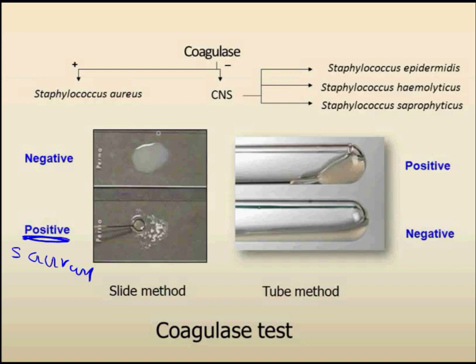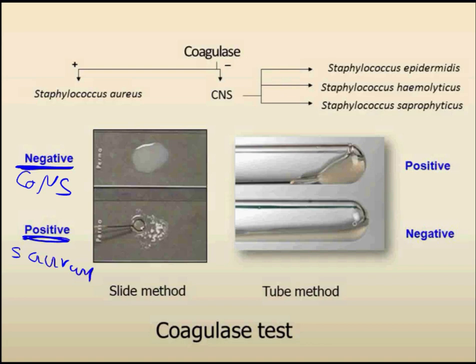While if the fluid remains homogeneous and there is no agglutination or curd formation on the slide, this means it is a coagulase negative strain, or any species of the coagulase negative species. This is the slide method. Appearance of agglutination is positive. If no curd or agglutination occurs, this means this is a negative slide coagulase.